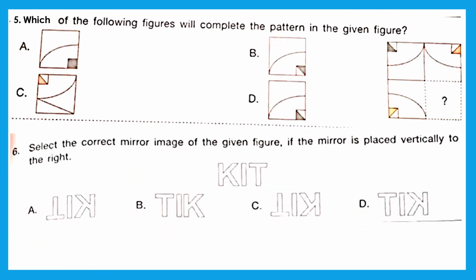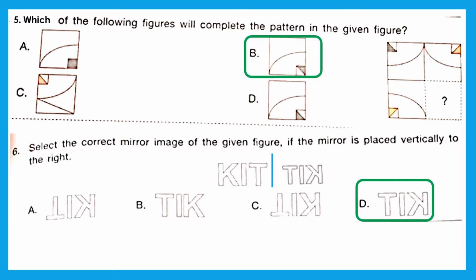Question 5. Which of the following figures will complete the pattern in the given figure? The pattern is that there is a black shaded part, then we have a yellow shaded part, then what will come? It will be the black shaded part, right? And the diagonal ones are similar mirror images, except the shaded portion is on the other side of the figure. According to that, the right answer should be option B. Question 6. Select the correct mirror image of the given figure if the mirror is placed vertically to the right. Now let's place the mirror and it would look like this. So option D is the right answer.